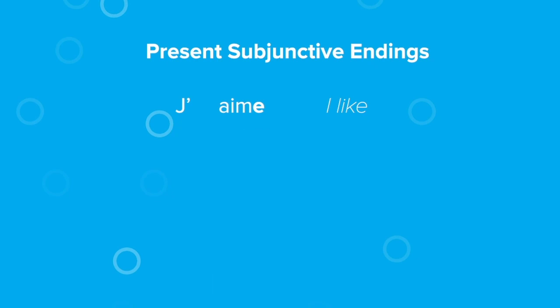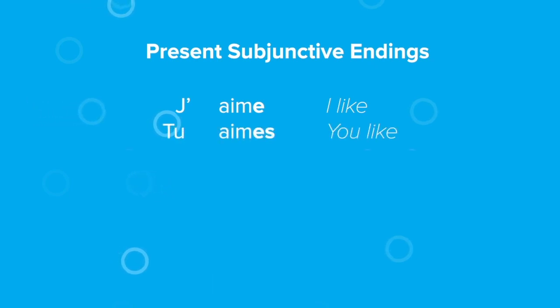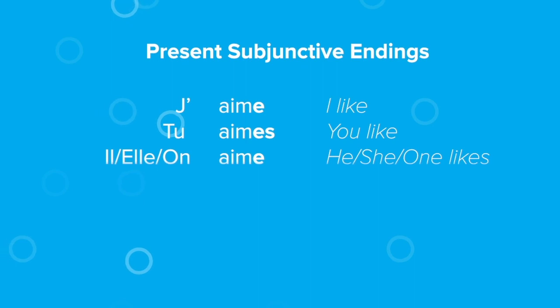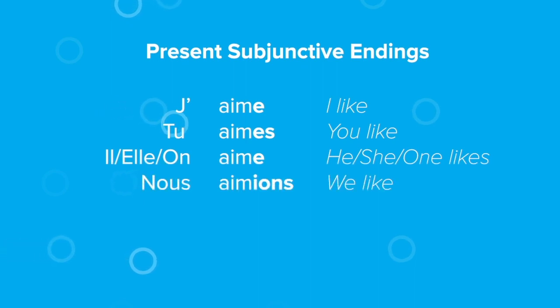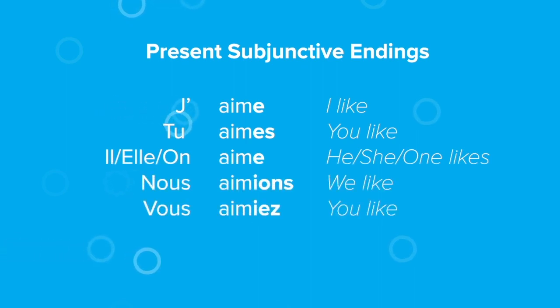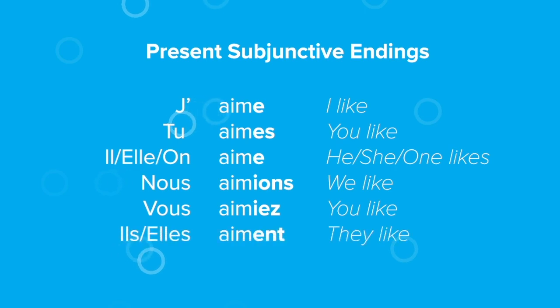Let's go through the conjugations. J'aime, E. Tu aimes, ES. Il, elle, aime, E. Nous aimions, IONS. Vous aimiez, IEZ. Ils, elles, aiment, ENT.